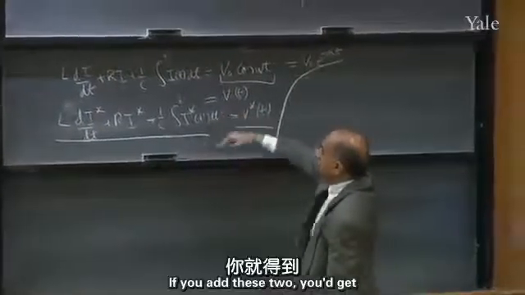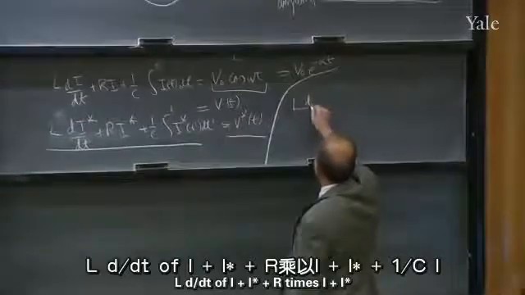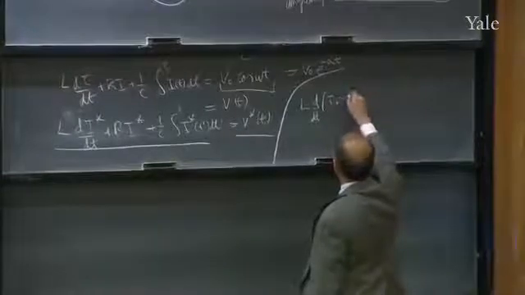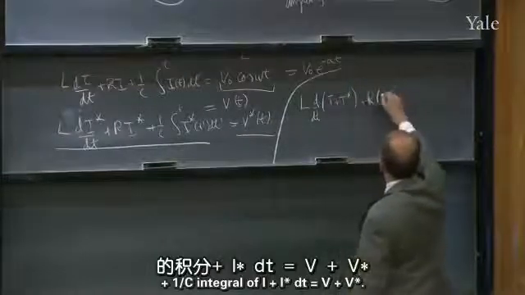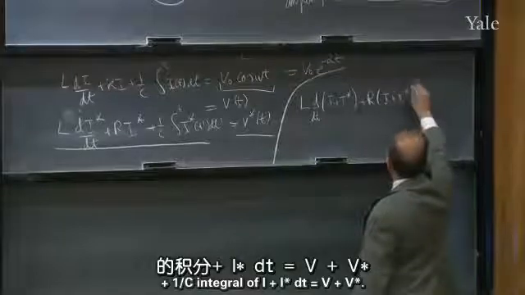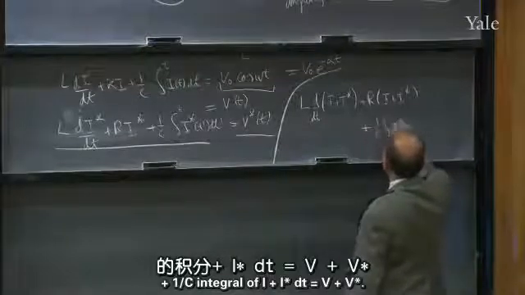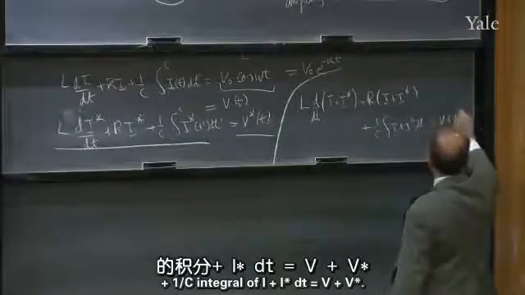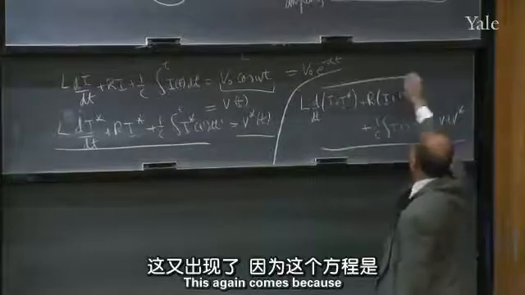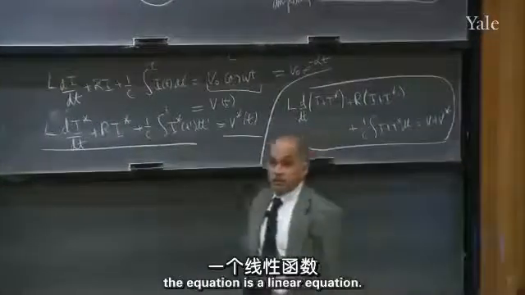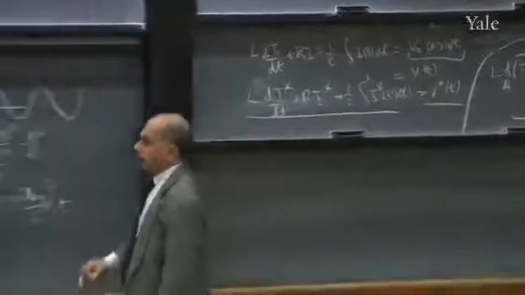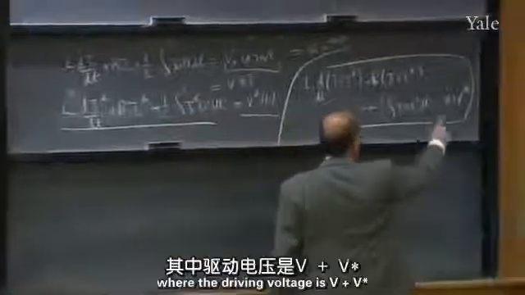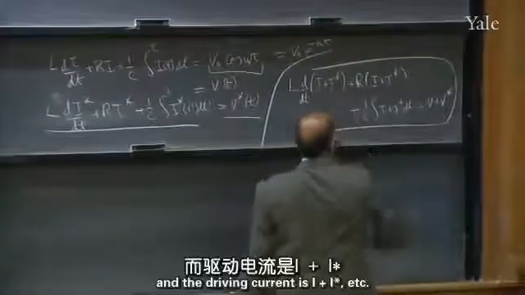If you add these two, you'd get L d by dt of (I plus I star) plus R times (I plus I star) plus 1 over C integral of (I plus I star) dt is equal to V plus V star. This again comes because the equation is a linear equation. You can always add the left-hand side and the right-hand side to get another problem where the driving voltage is V plus V star and the driving current is I plus I star, etc.